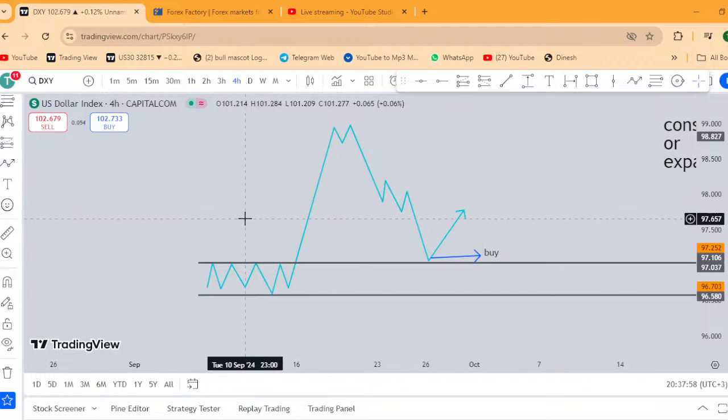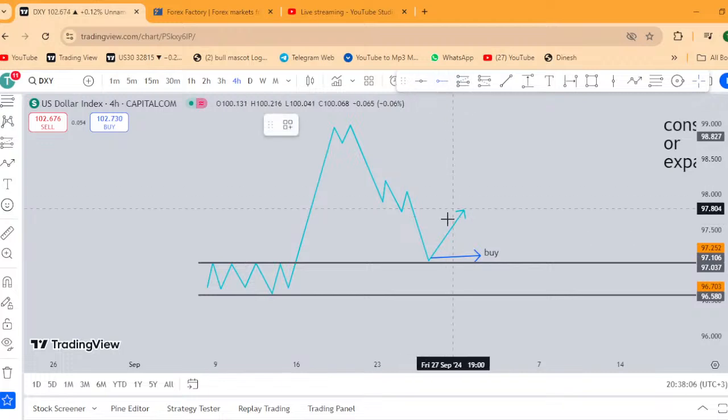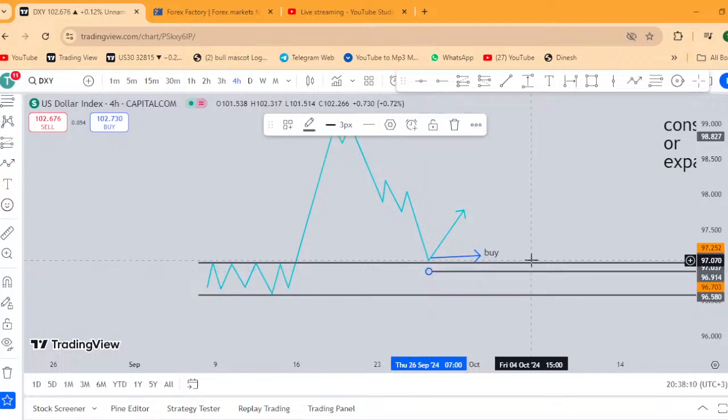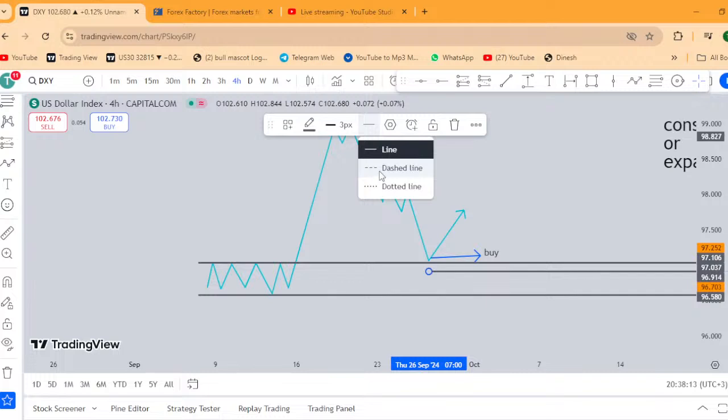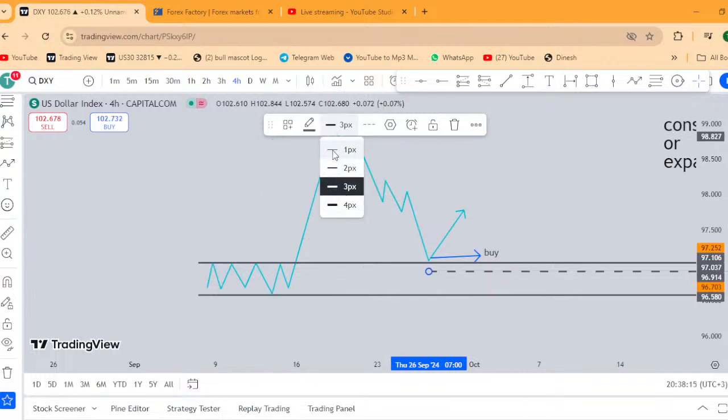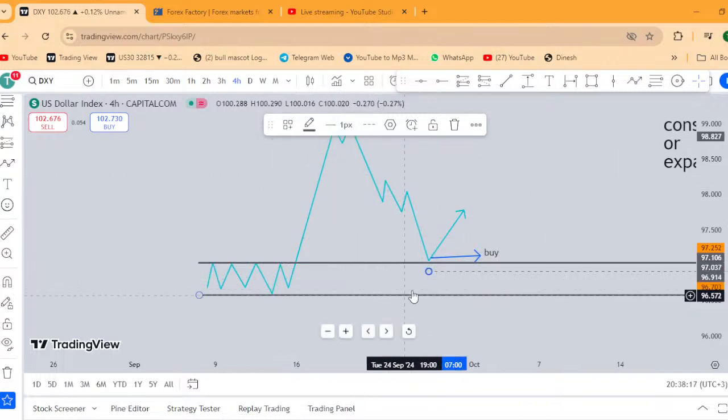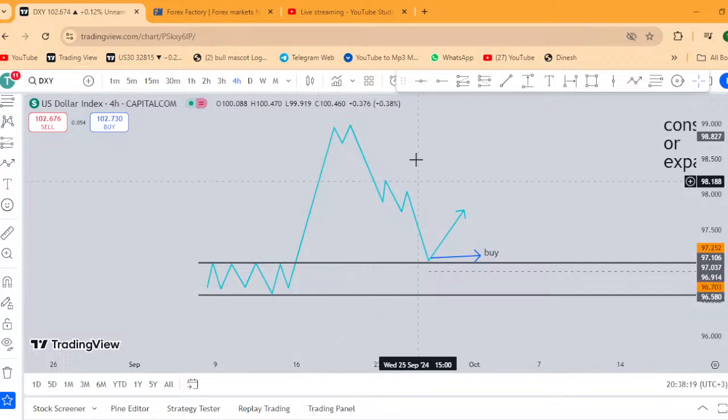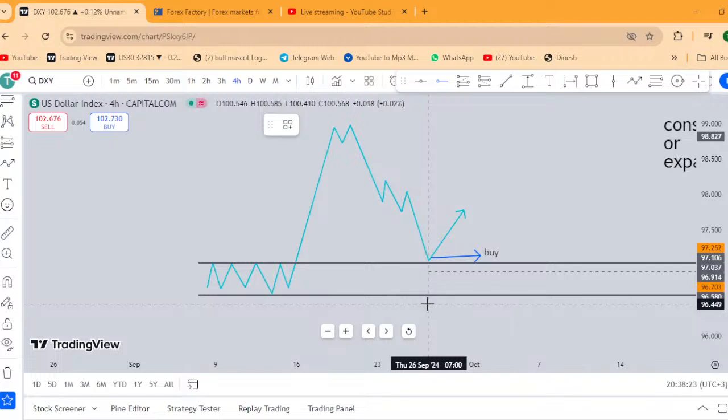So I have two areas where I can put my stop loss. This is the weakest area to put my stop loss: it will be behind this zone. That's the weakest area I can put my stop loss. The strongest area I can put my stop loss can be behind the entire zone here.